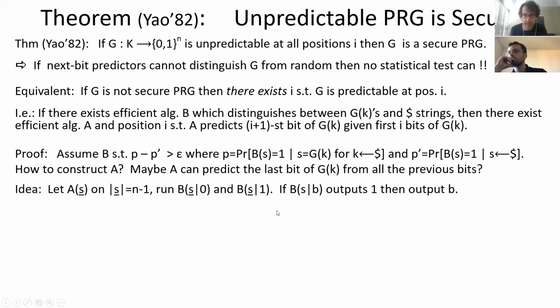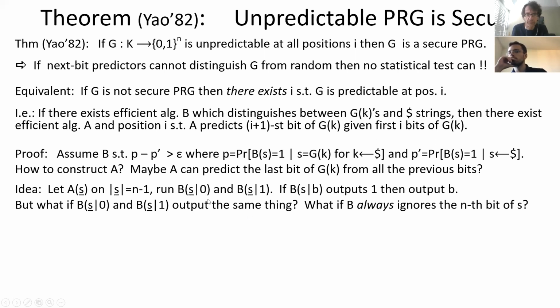But of course, there are many problems with it. First of all, what guarantees that it doesn't output 1 on both of them? Then you still don't know, right, which one is correct?